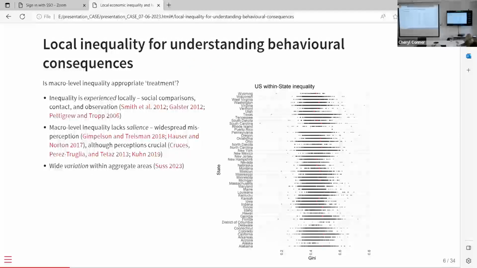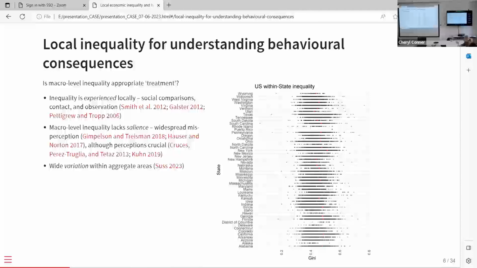The question here really is whether macro level inequality is an appropriate treatment, as many scholars use country level inequality as the experience or the treatment of inequality for households. But actually, we have a lot of evidence that inequality is experienced locally. This is a case I make in a paper that is part of my PhD.